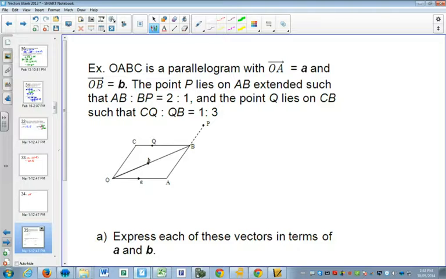So we've got a parallelogram here. A parallelogram will tell us that from O to C and A to B are the same vectors, and from O to A and C to B are the same vectors. And we have some ratios here.